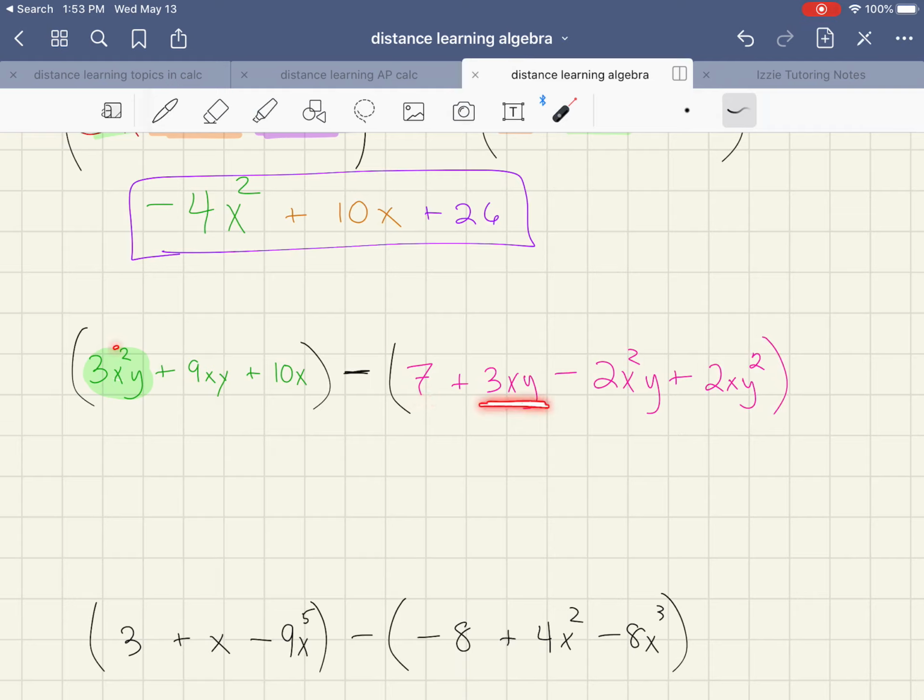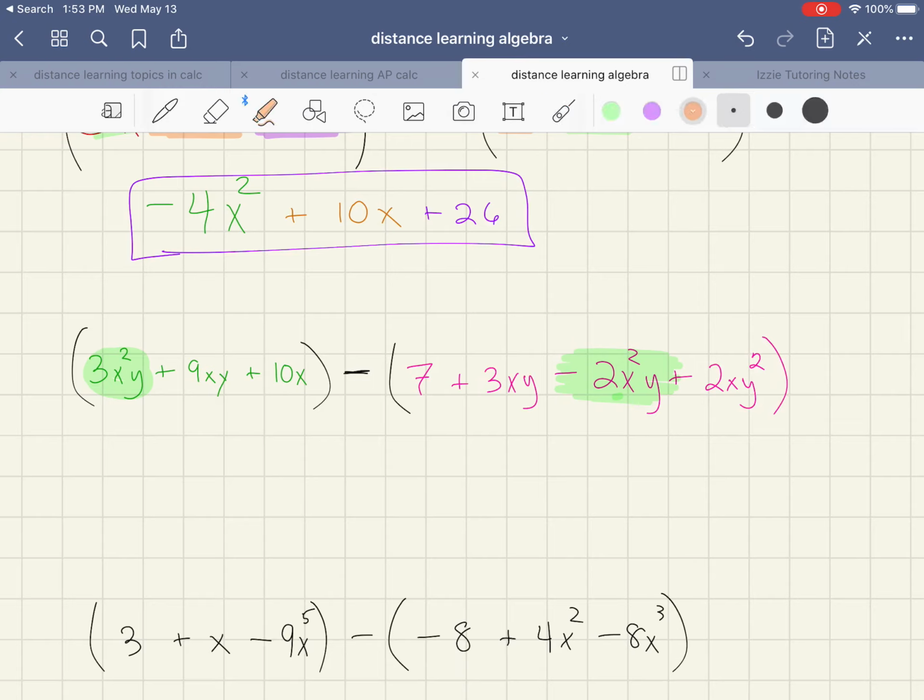3xy is close, but the x doesn't have a squared. Negative 2x squared y does have exactly the same variables to the same exponents. So those two are like terms. And then we have 2xy squared. Looks pretty close, but notice that the x in the others is squared, and here the x is to the first and the y is squared. So this is not a like term with these two.